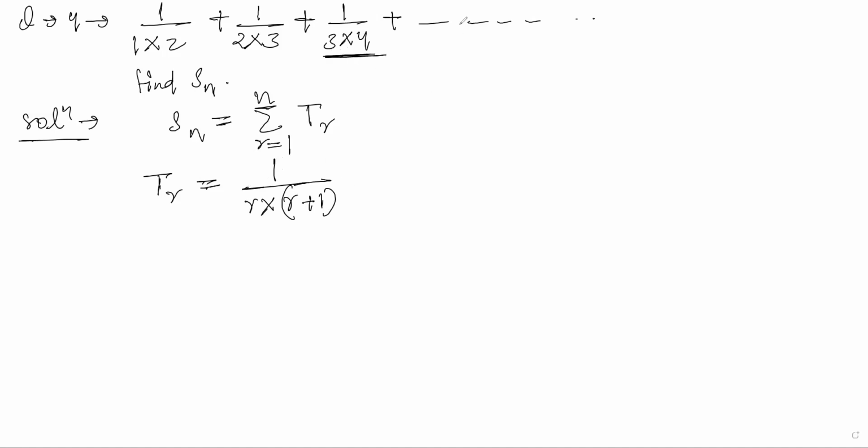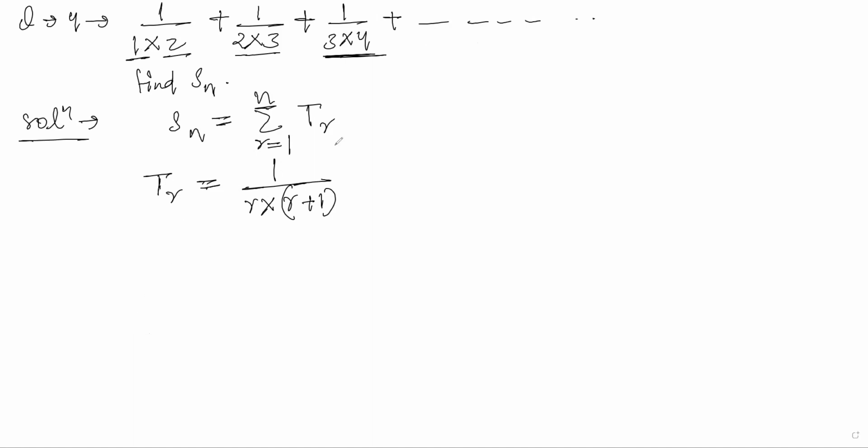So we can find out that the 3rd term is 1 by 3 into 4. The 4th term should be 1 by 4 into 5. From observing the pattern, the 1st term was 1 into 2, the 2nd was 2 into 3, the 3rd was 3 into 4. So the 4th should be 4 into 5. So the Rth term should be 1 by r into r plus 1.